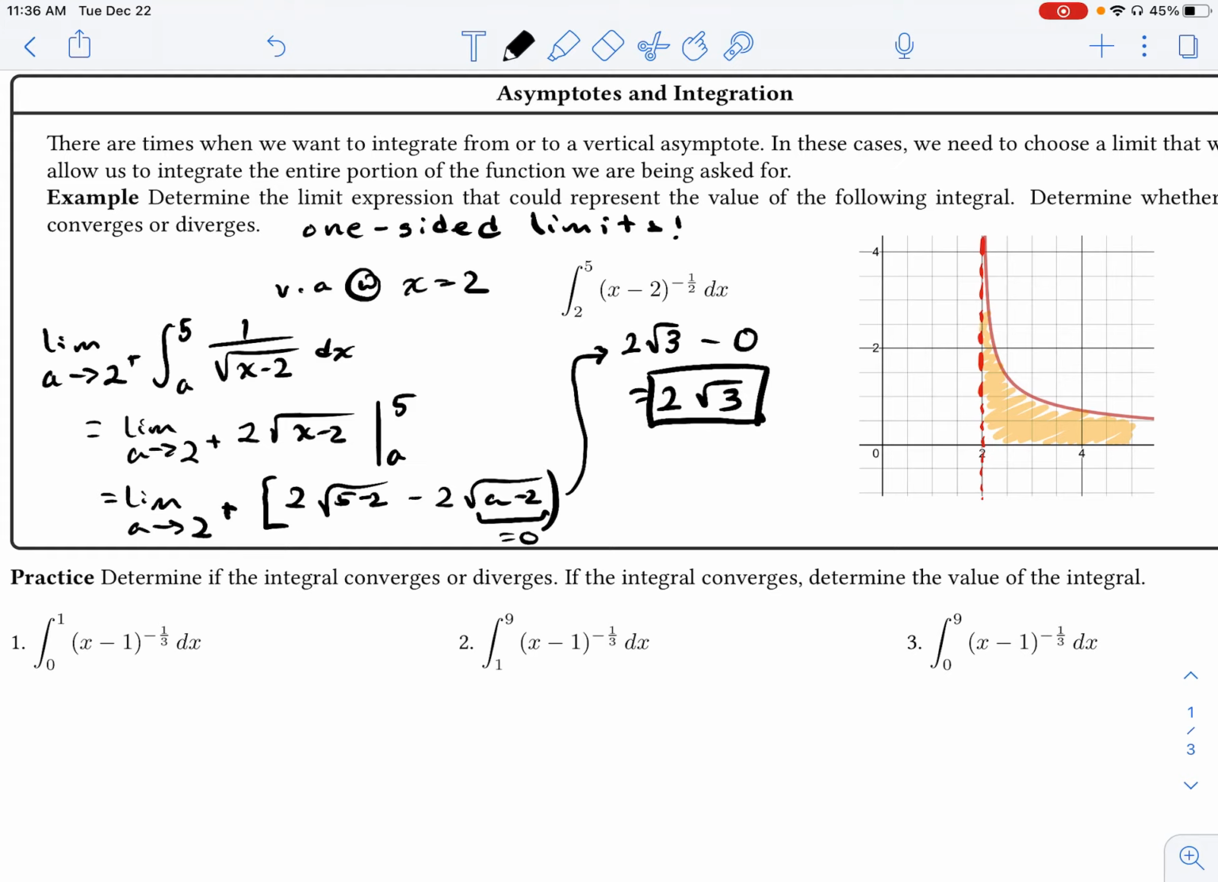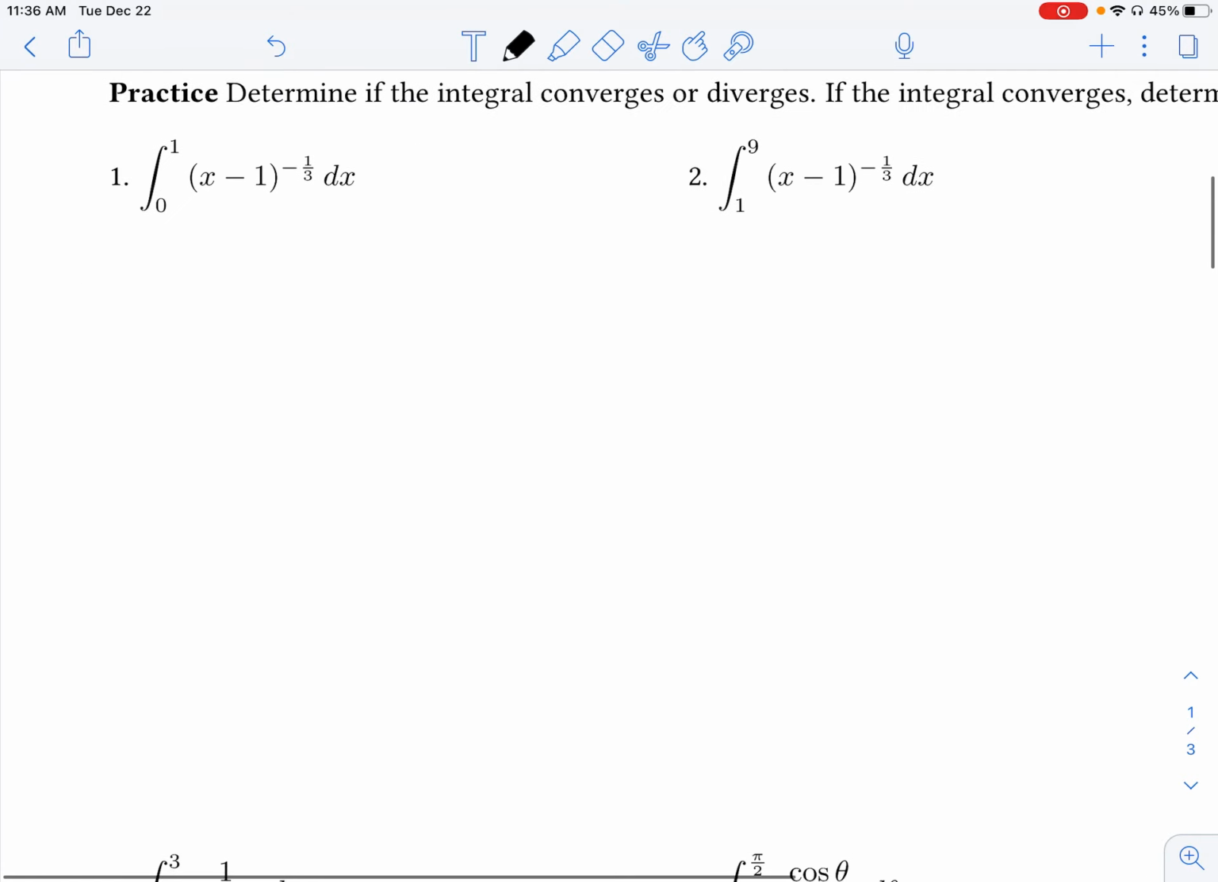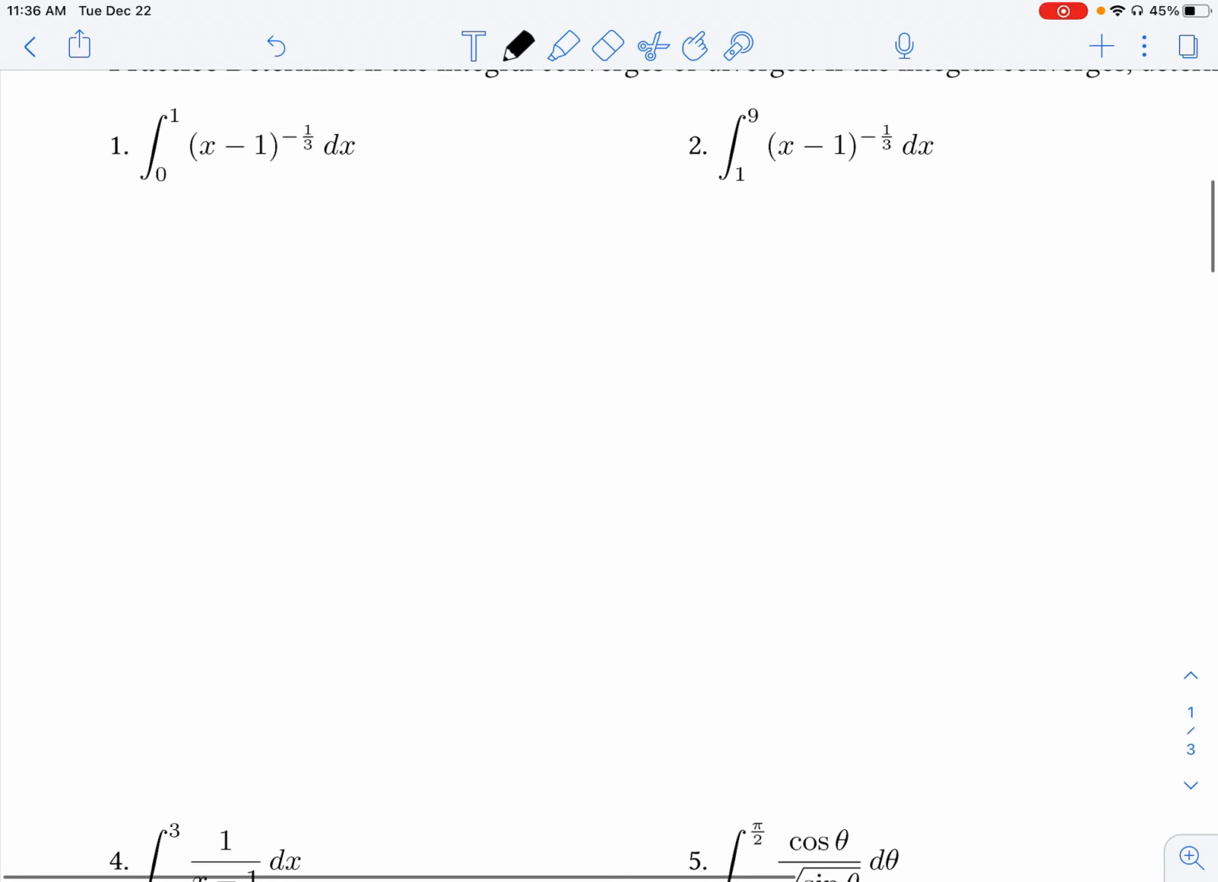So let's do another example like that, and then I want to talk about a few different types of cases. Let's look at this first one. We'll walk through this process again. The first thing we want to do is establish where our vertical asymptote is. Since we have x minus 1 to the negative 1/3 power, effectively x minus 1 is in the denominator, with the cube root of all that in the denominator. Let me just rewrite that.